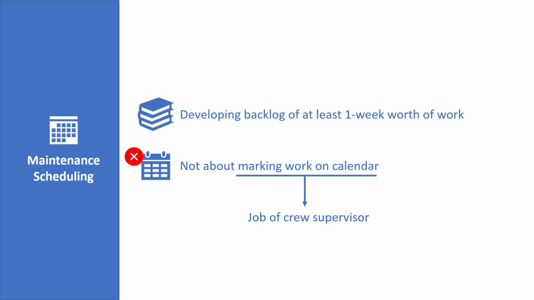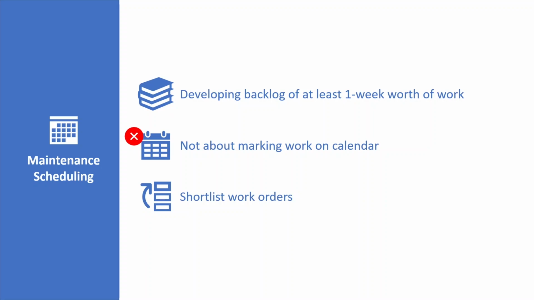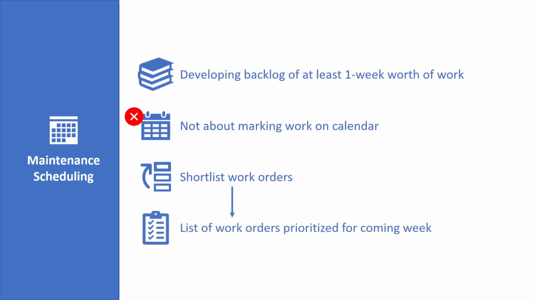What maintenance scheduling section does is that it shortlists the most important work orders that need to be executed in the coming week. The output of maintenance scheduling is simply a pool or list of work orders to be executed in the coming week. Assignment of individual work orders from this pool to individual technicians on specific dates is not the job of maintenance scheduler. It is the job of crew supervisor.